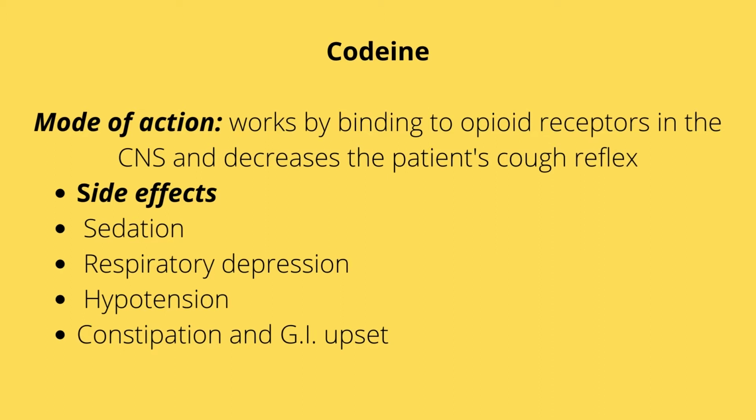And since we are messing with the CNS, our side effects will be everything is slowing down, right? So we'll have sedation, respiratory depression, hypotension, constipation, as well as GI upset. So with patients who have asthma or COPD, and they are on this medication, we really need to watch them closely because of this respiratory depression side effect.